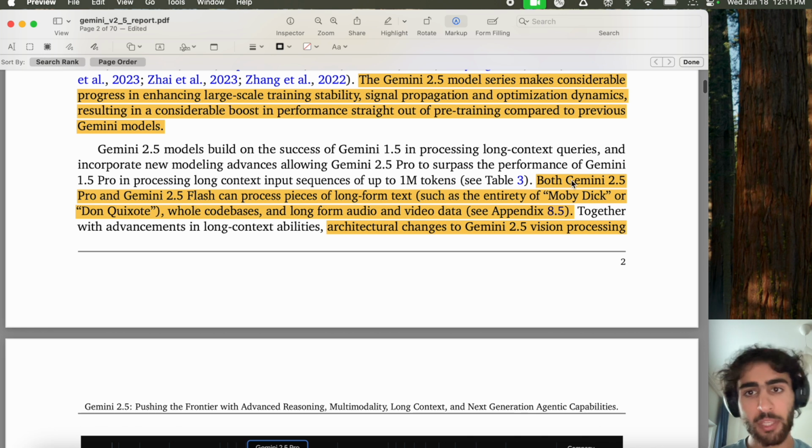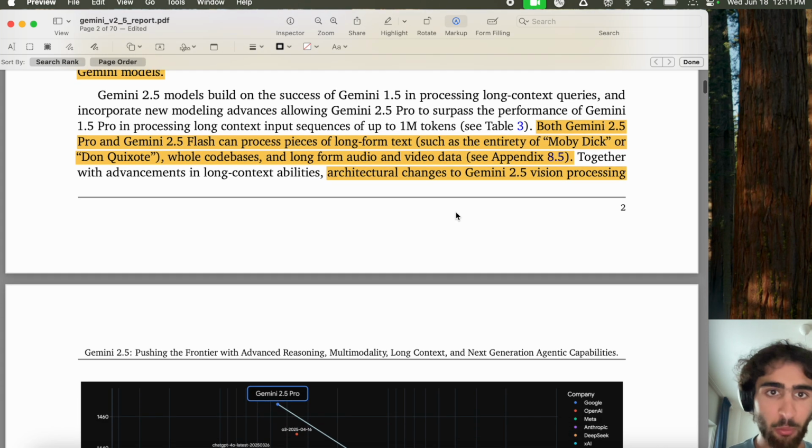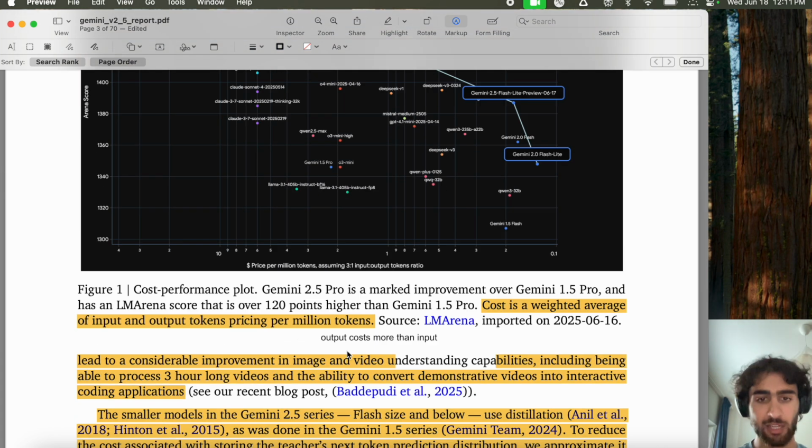One thing that I thought is pretty cool here is that with the 1 million token context window size, the Pro and Gemini 2.5 Flash models can process text such as Moby Dick or Don Quixote, which are pretty long books, whole code bases, and long-form audio and video data. As you remember, they said that you can feed a 3-hour video into Gemini 2.5 Pro. Furthermore, architectural changes to Gemini 2.5 vision processing lead to a considerable improvement in image and video understanding capabilities, including being able to process these long video formats.